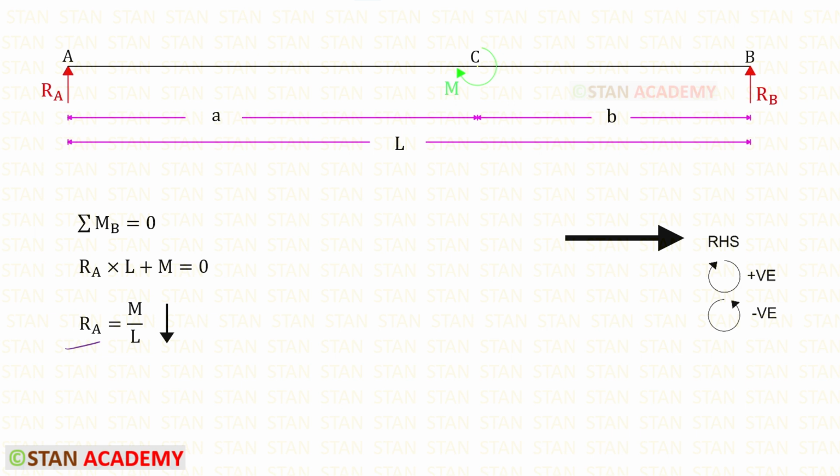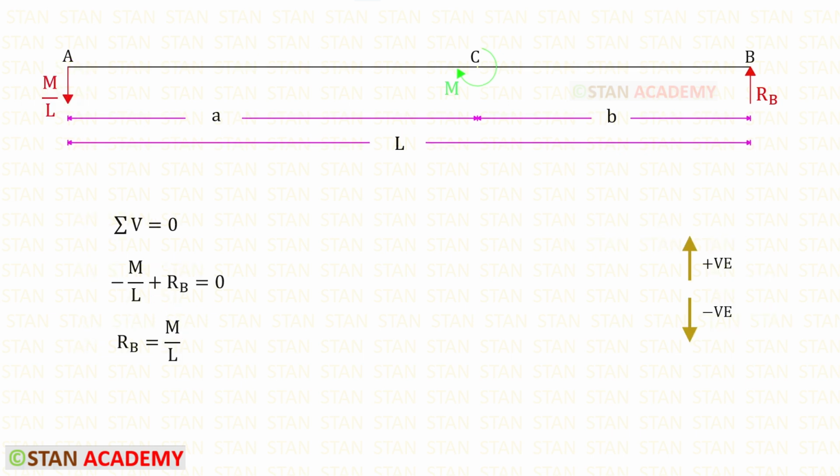We assumed RA to be acting upwards, but actually it is acting downwards, so we have to change the direction of RA. Here you can see that I have changed the direction of RA. By using this rule, we can find RB. RA is acting downwards, so it will be negative. RB is acting upwards, so it will be positive. For RB, we will get M upon L.